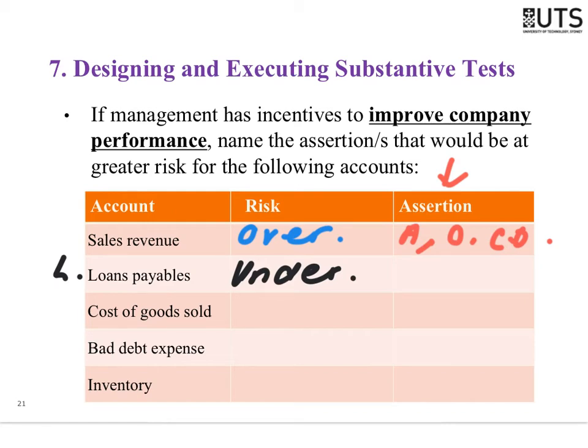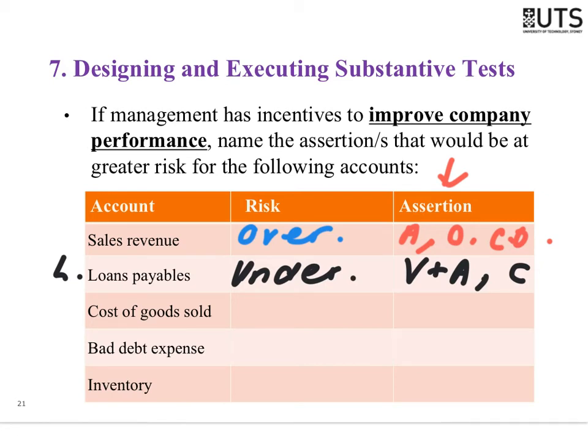Wrong number, okay. So instead of recording the loan for $1 million, they record it as 100,000. What assertion is that? Good. Valuation and allocation. Remember, it's not accuracy because this is balance sheet, okay. What's another way that they can understate loans? Not including it. What assertion is that? See what I mean, guys? Ask the question, how could they do it? Okay, good, you're doing really well.